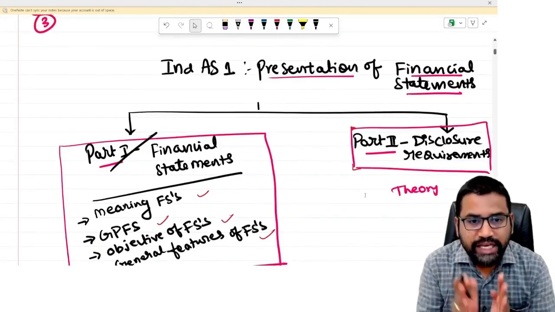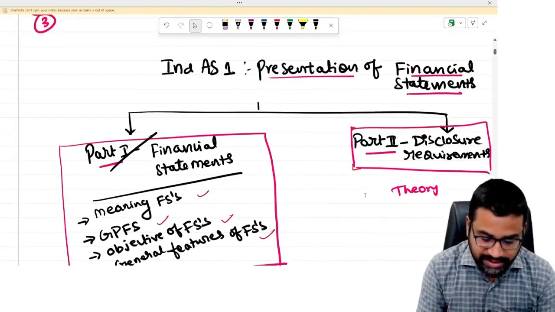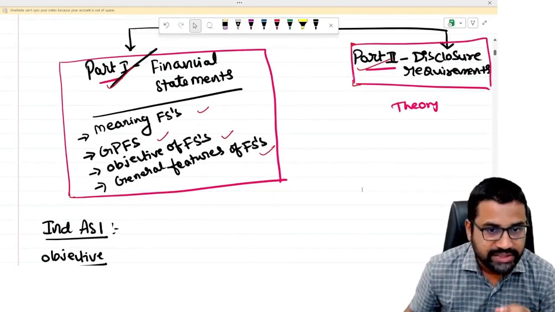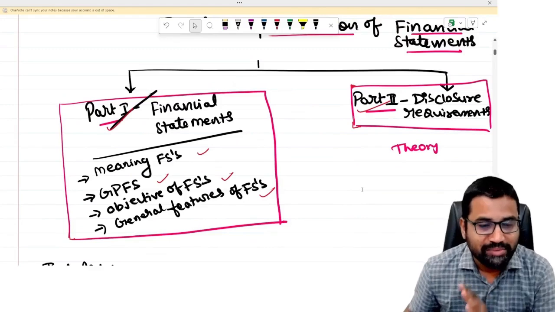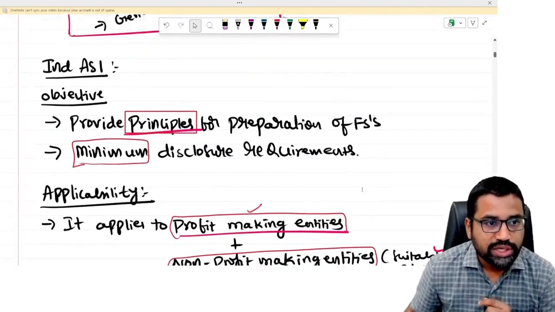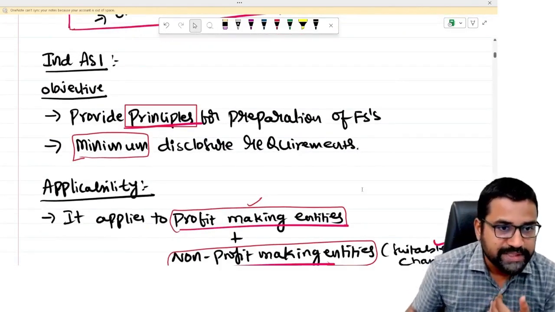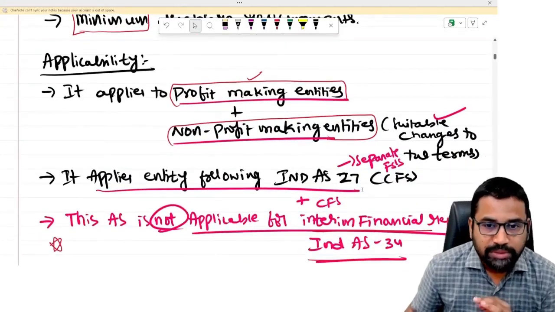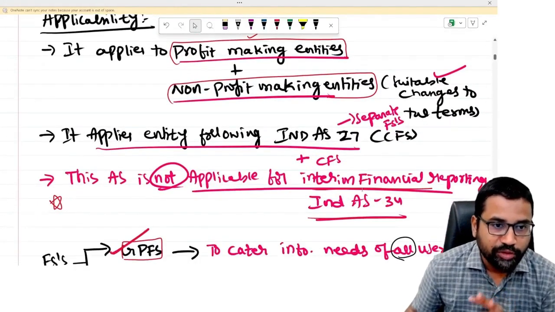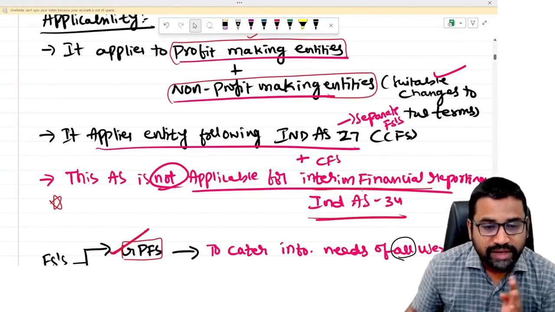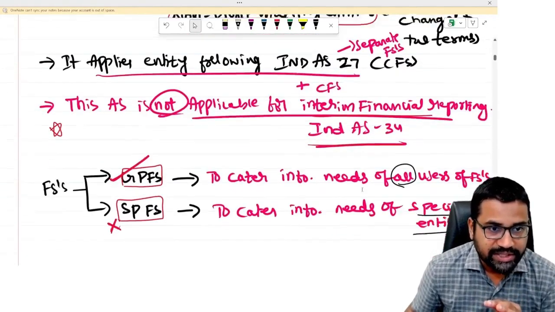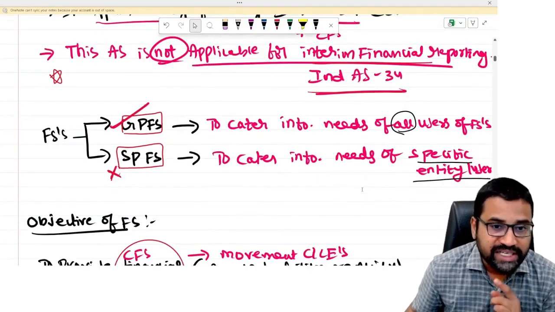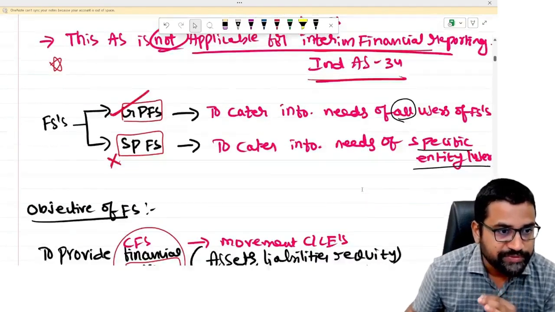So Ind AS 1 is about presentation of financial statements. There are two parts in this standard, part 1 and part 2. Part 1 talks about financial statements. Part 2, disclosure requirements in financial statements. First of all, what is the Ind AS objective? The objective is to provide principles for preparation of financial statements, and this is a minimum requirement standard. And applicability: it is applicable for both profit and non-profit entities, and it is applied to even an entity which is preparing consolidated financial statements, but this is not applicable for interim financial reporting. And this is applicable for general purpose financial statements, not for specific purpose financial statements.